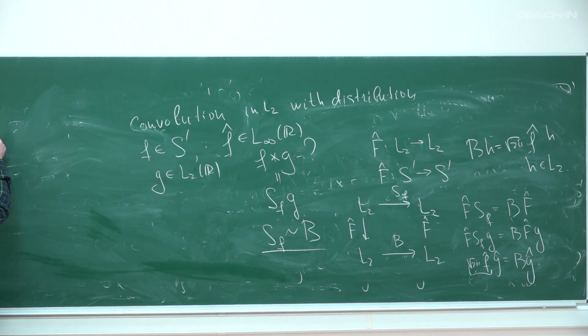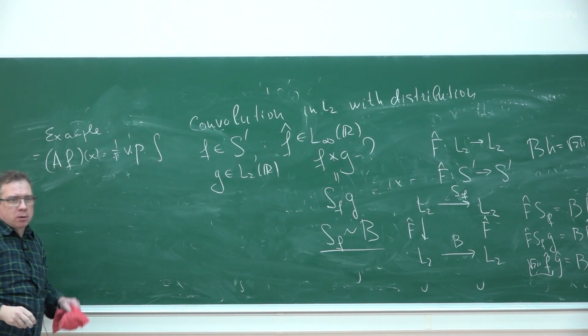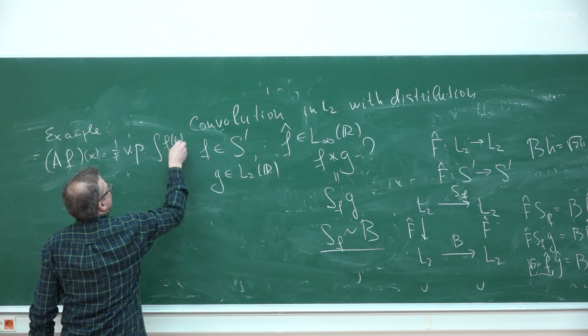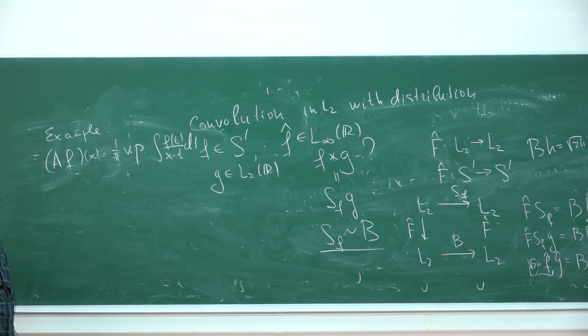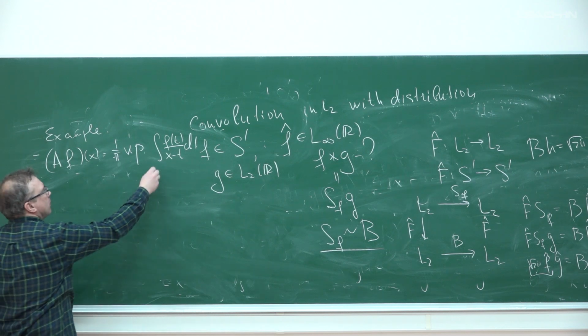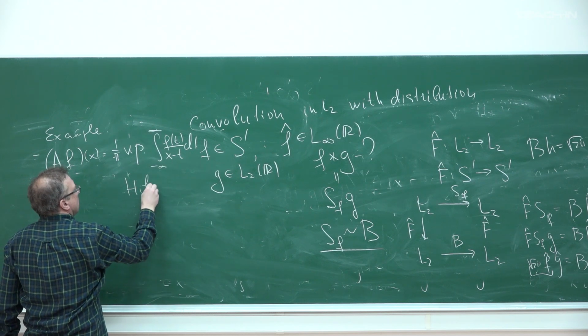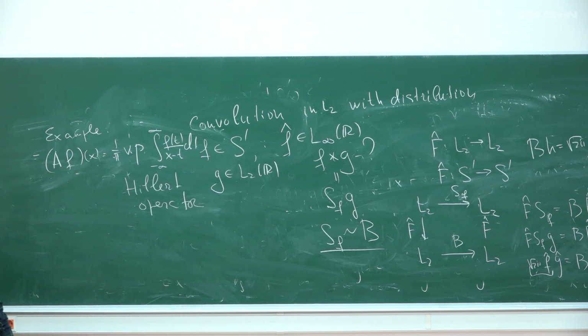Example. In quantum mechanics, the Hilbert operator appears: one over pi and the principal value of this integral. Find the spectrum of this operator. Can you find the spectrum of this operator?